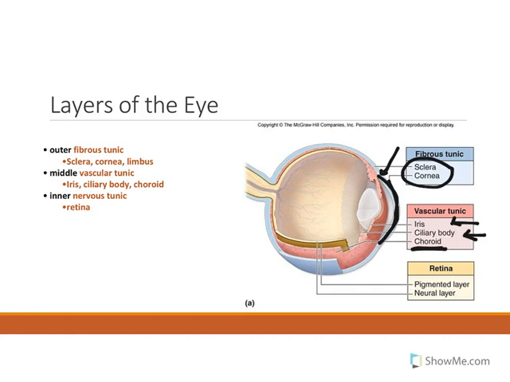And the neural tunic is the innermost and does have 2 layers, but the main one we look at is the retina. The retina contains 2 types of photoreceptors. The ones that are responsible for when light is low and they can't detect color are the rods. The photoreceptors that are active when you have a lot of light, they're responsible for your color vision, are your cones.